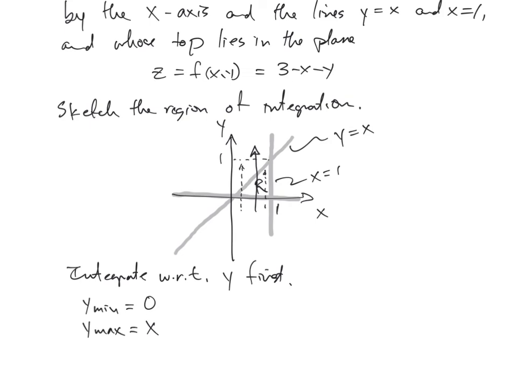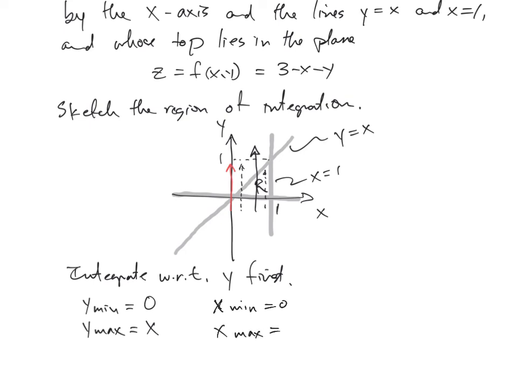And now I'm going to integrate in the x direction, so that means I'm going to take that vertical arrow and sweep it from low x values to high x values through the region of integration. If I draw that arrow there, that's where it first touches and enters the region of integration. That happens at an x value of what? 0. So x min is equal to 0.